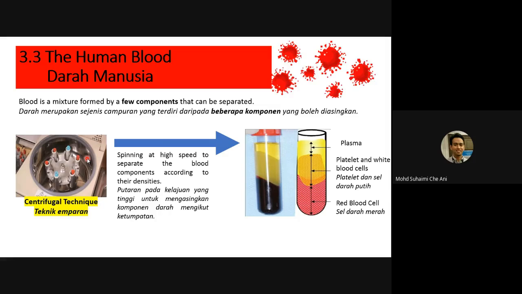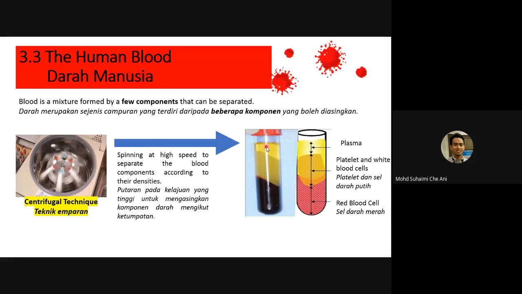So why will they spin at high speed? Because they want to separate the components. And the concept they use is the densities. Different densities will give you a different location. So this one at the bottom part here is the red one, which means it has the highest density. That's why it sediments at the bottom. While the liquid, the yellow liquid here, is on top of the layer because it has the lowest density.